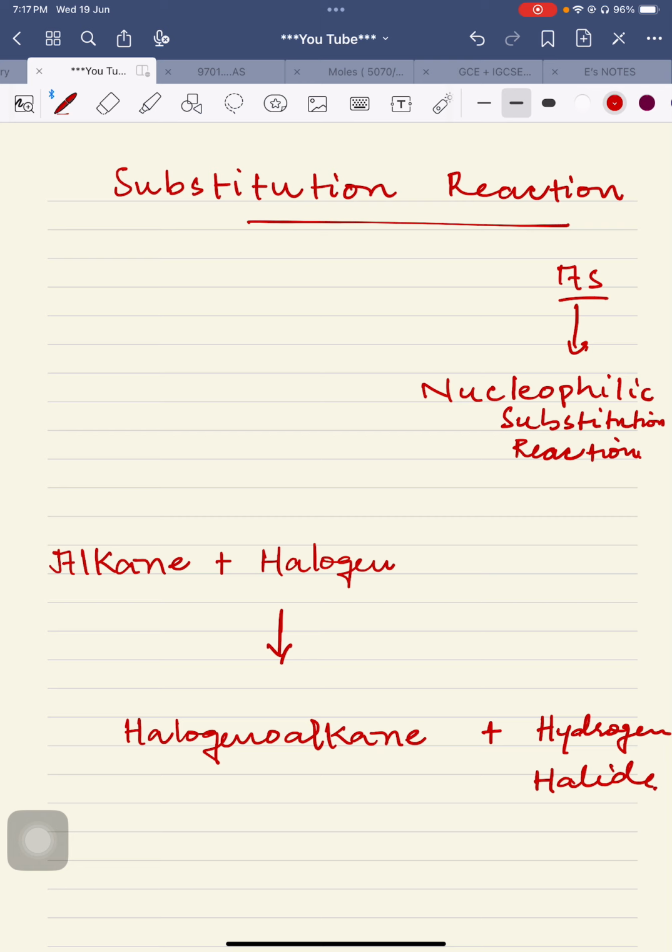Now, there might be some new terms for some of the students. What are halogenoalkanes? They are also called haloalkanes or halogenoalkanes. Details of halogenoalkanes we are going to teach you in AS level, but right now I'm just telling you what a halogenoalkane is. A halogenoalkane is an alkane having one halogen attached to it. Along with the halogenoalkane, a hydrogen halide is formed as well. What is a hydrogen halide? It is a combination of hydrogen with any halogen.